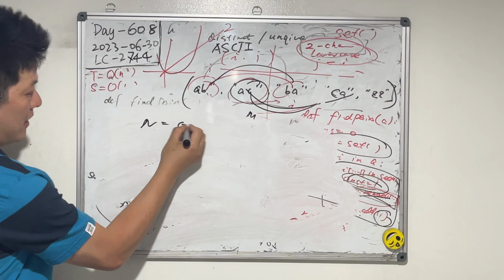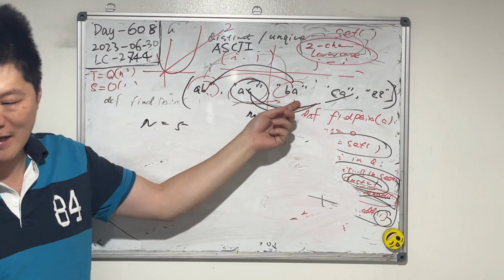N equals 5. So if I'm saying AB and BA is the same group.